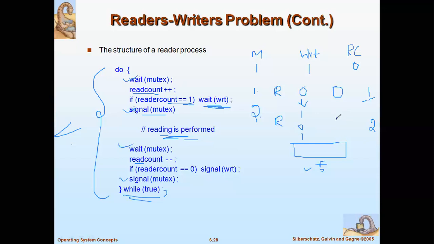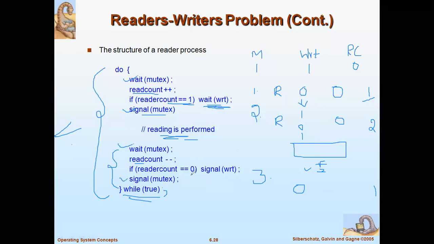So WRT is still 0 only. Now, what about the readers leaving the critical section? Let's assume that they have finished reading from the file, so now they want to exit. So they will perform this operation, right? That is wait mutex. What is wait mutex? It was 1. So let's assume that the reader wants to exit. From 1, it converts its value to 0. And then what about read count? The count will be decremented by 1.